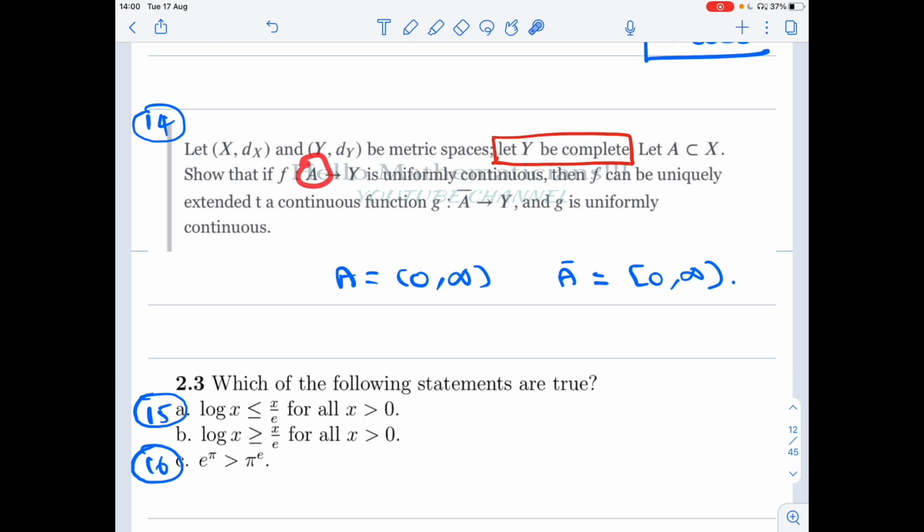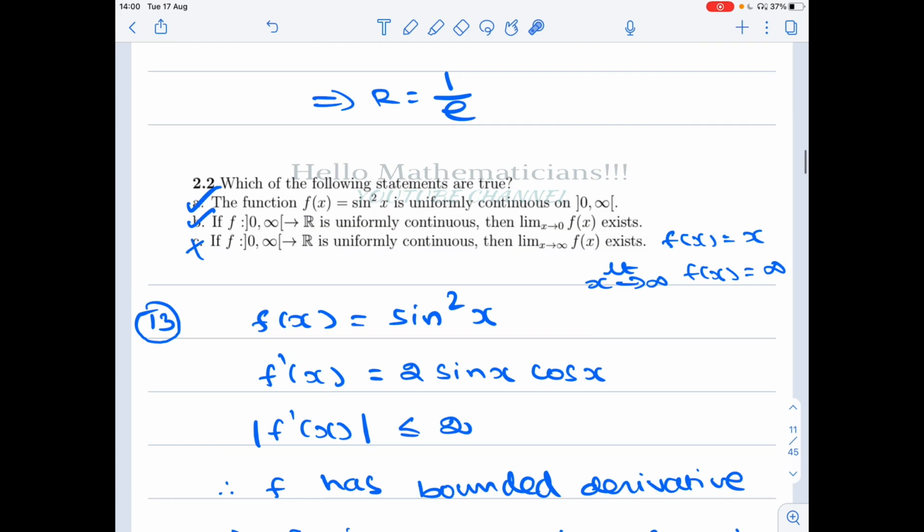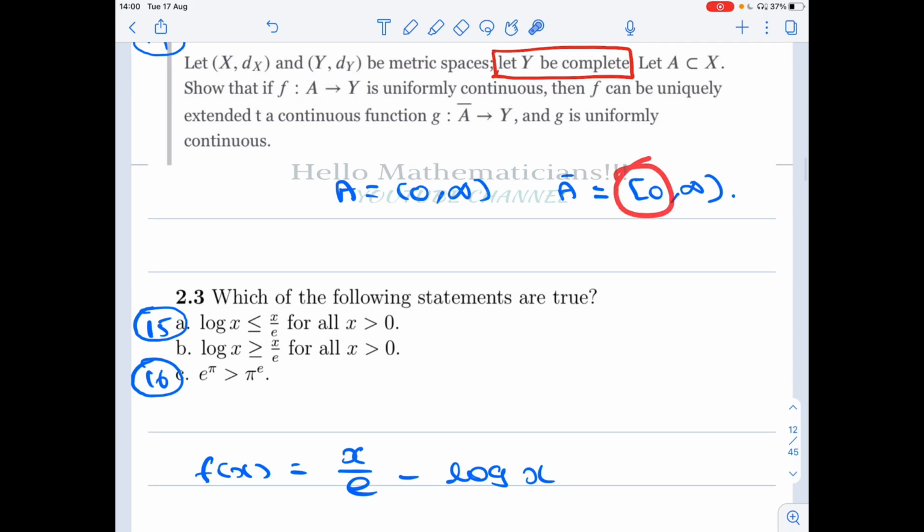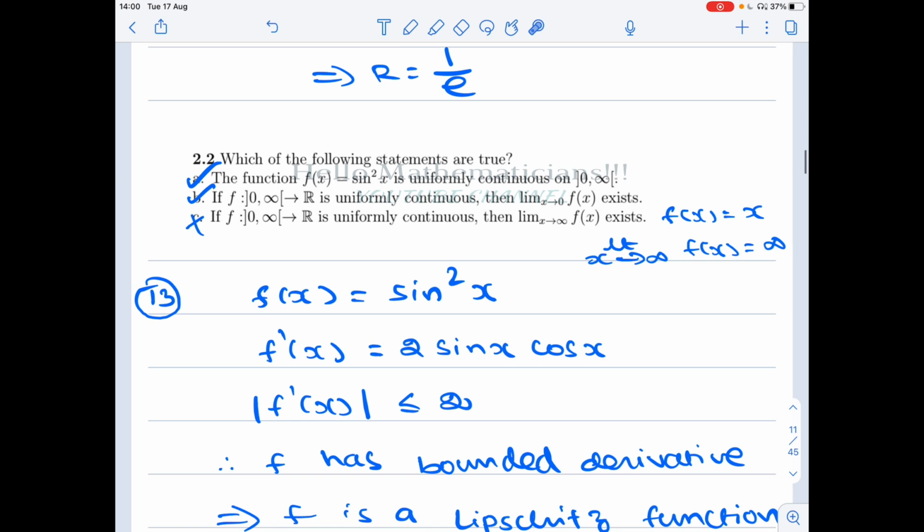So if uniformly continuous on A, then you can extend it to A bar. That is the main thing. So the closure of open 0 comma infinity is closed 0 comma infinity. Therefore limit x tends to 0 f of x exists. Okay, so you can extend it to 0, which means that limit x tends to 0 f of x exists.